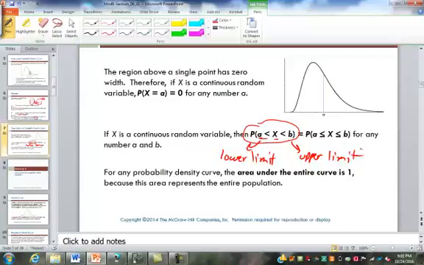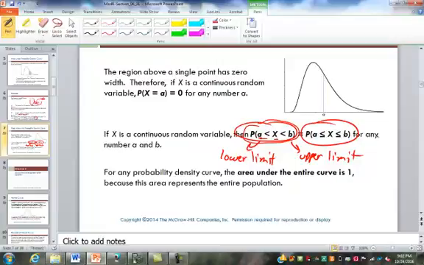Now, because the probability of being equal to a is 0, it doesn't matter whether we have this as strictly less than or less than or equal to, because the equal to has 0 probability, so it doesn't change your probability at all.